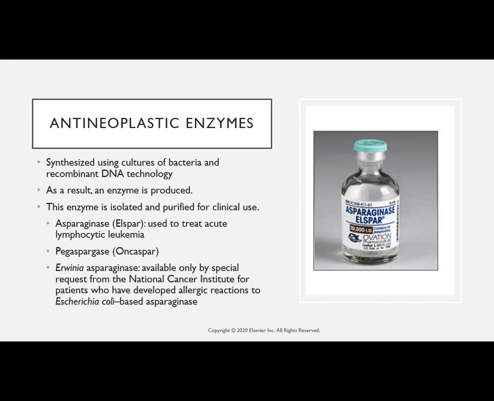Antineoplastic enzymes are synthesized using cultures of bacteria and recombinant DNA technology. As a result, an enzyme is produced. The enzyme is isolated and purified for clinical use. So for asparaginase, it's used to treat acute lymphocytic leukemia. So basically what they do is they get that enzyme in order to help with that treatment of these cancers.